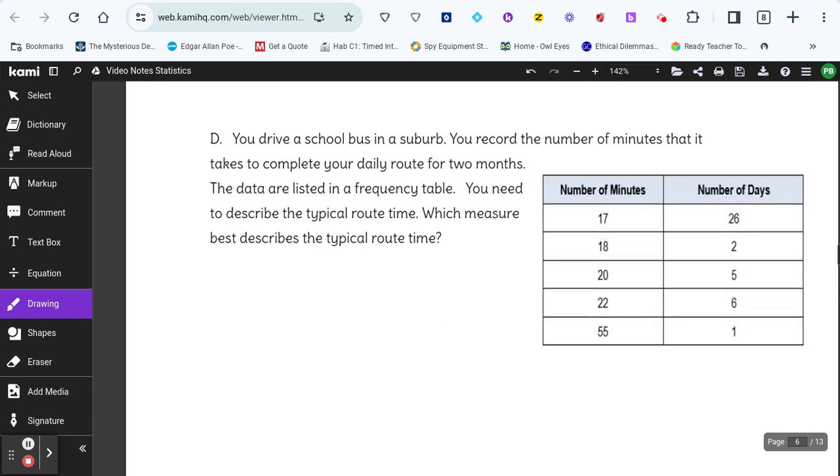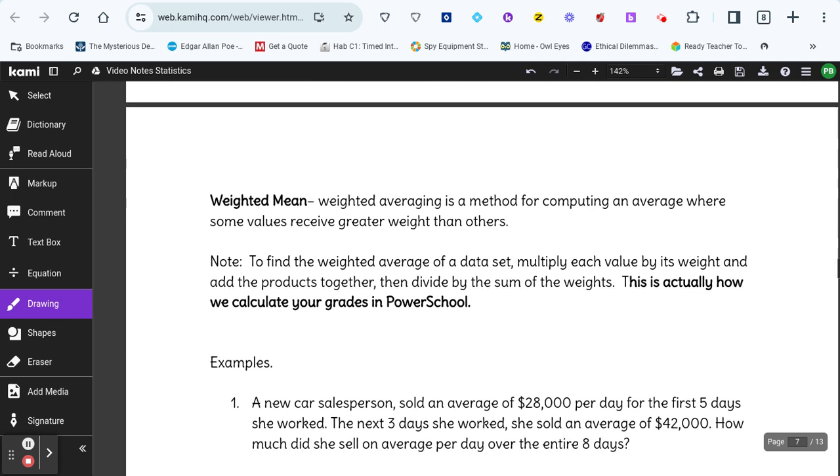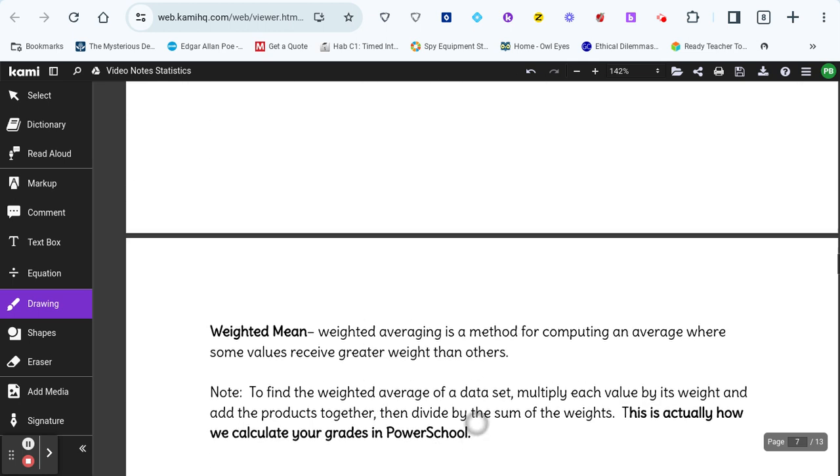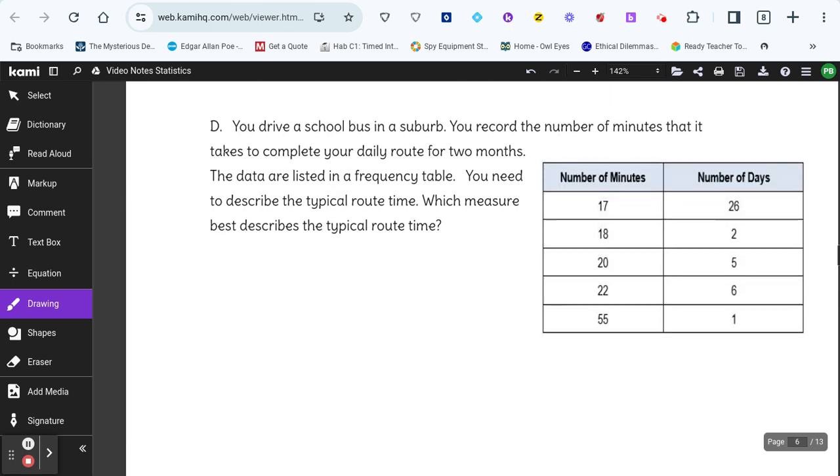And let's take a look at D. Let me see what else we have. I'm going to do a second video for weighted mean. We're going to take a look at D, and then I'll make another video for weighted mean.